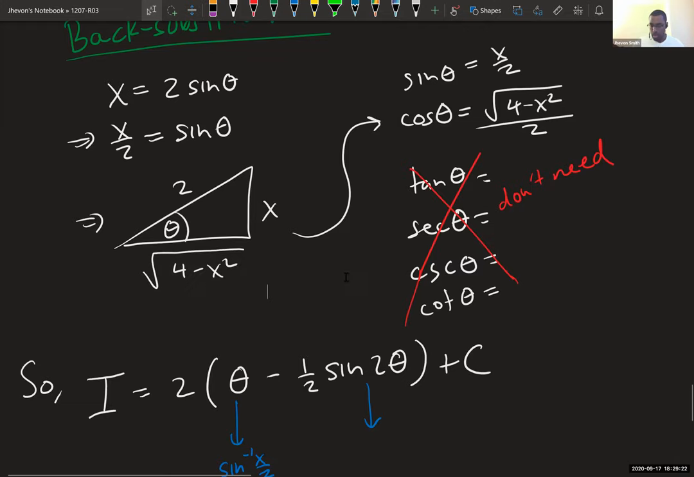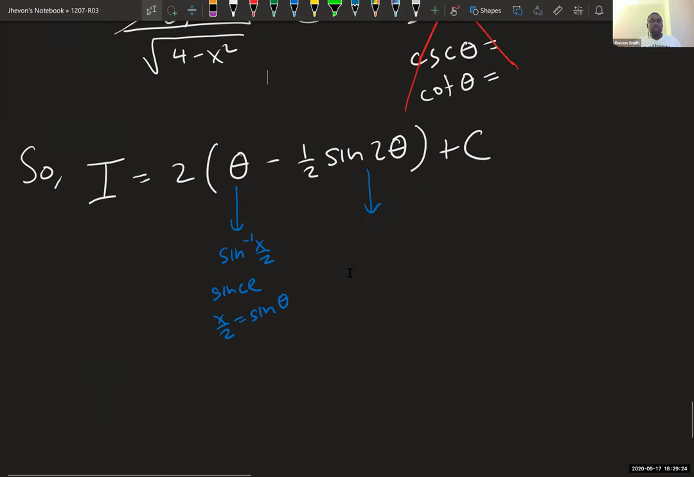So, yeah. Sine of 2 theta. What do you think about when you think sine of 2 theta? Oh, it's a double angle. It's a double angle formula. What's the formula for it? Is it 2 times sine cosine? 2 sine theta cosine theta. That's the double angle formula for this guy.